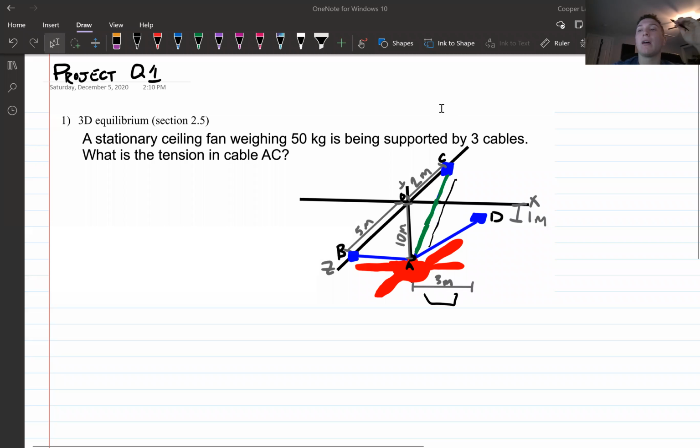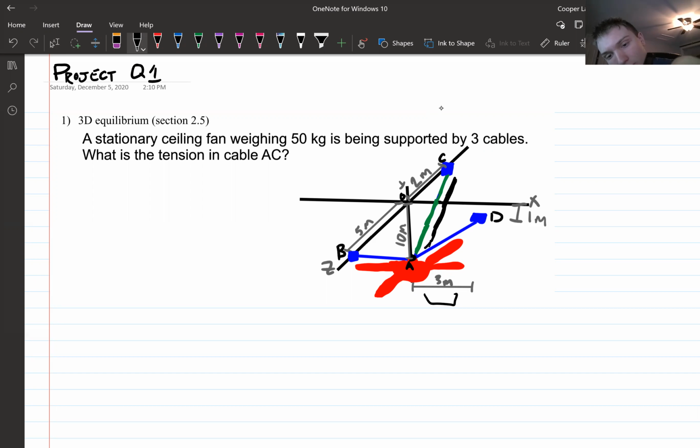Okay, so here we have question one for the project. This is on 3D equilibrium, or section 2.5. The question is: a stationary ceiling fan, which means it's not moving or rotating, it's just still, that weighs 50 kilograms is supported by 3 cables. In doing so, we want to learn the tension in AC. I've already taken the liberty of coloring our cable AC in a different color right here. If you could tell, it's this area.